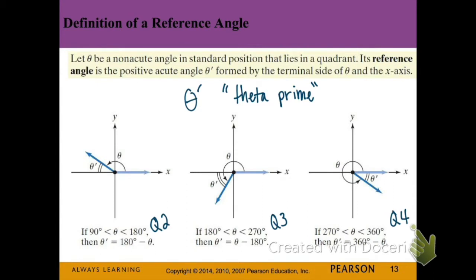A couple of notes you may want to make. The way that I'm saying that is theta prime. Theta is a Greek letter. Prime is what we call that little tick mark. And then it might be helpful to make a note down here that we've got quadrant 2, quadrant 3, and quadrant 4 going on.